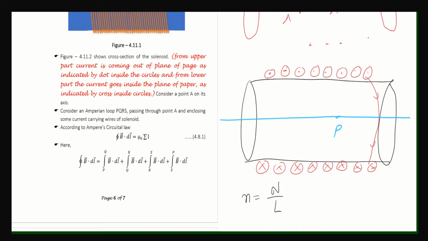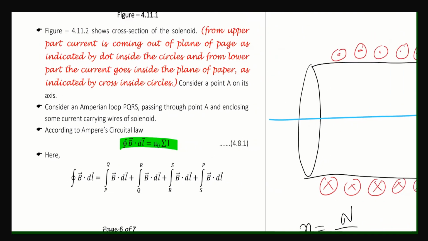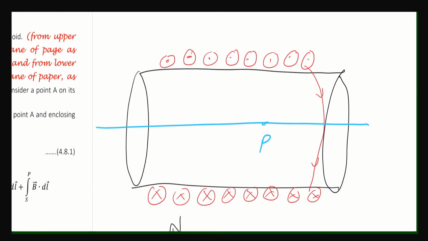Now we want to use Ampere's circuital law. With Biot-Savart's law we already have one equation, but now we want to use Ampere's circuital law. And what is the law? The law is that the closed integral of B dot dl is equal to the product of mu 0 and sigma I. So the very first condition to use Ampere's circuital law is that you have to have a closed loop. So first we will have to imagine a closed loop. So let me consider a closed loop like this.